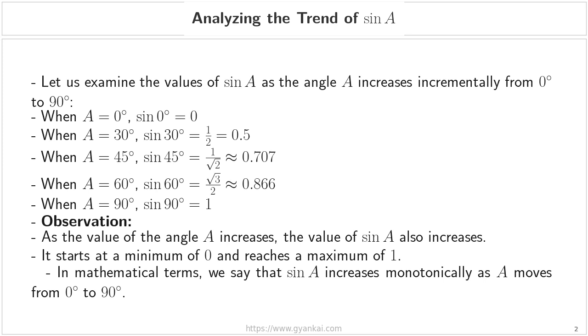Now, let's make an important observation from these numbers. As the value of the angle increases, you can see that the value of sin A also increases. It starts at a minimum value of 0 and climbs up to a maximum value of 1. In mathematical terms, we say that sin A increases monotonically as it moves from 0 degrees to 90 degrees. Keep this upward trend in mind, because in the next slide, we are going to see if cosine behaves in the exact same way.